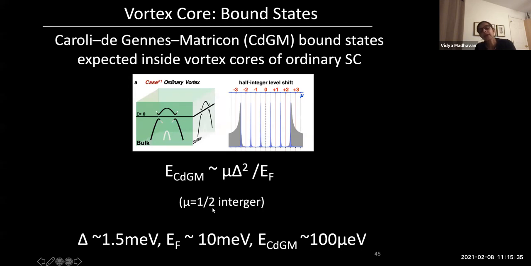So you can ask, what about for this material? Where do you expect to see these Caroli-de Gennes-Matricon bound states? So for us, the gap is around 1.5 meV. The Fermi energy, as it turns out, for these surface states is around 10 meV. And so what you expect to see is these bound states at around an energy scale of 100 microelectron volts. So 100 microelectron volts, for a low temperature STM, we can actually resolve this.